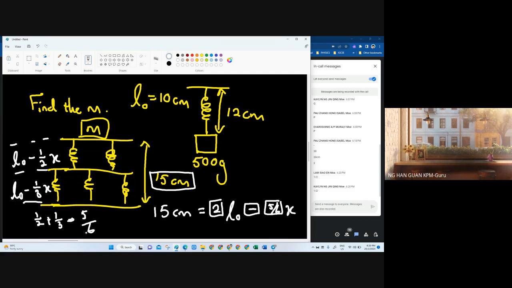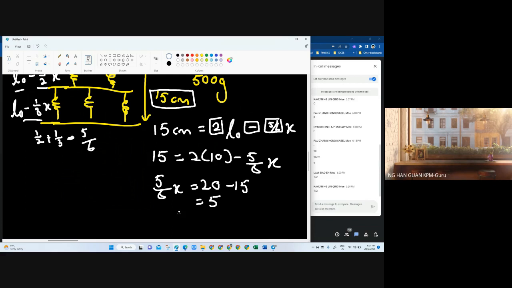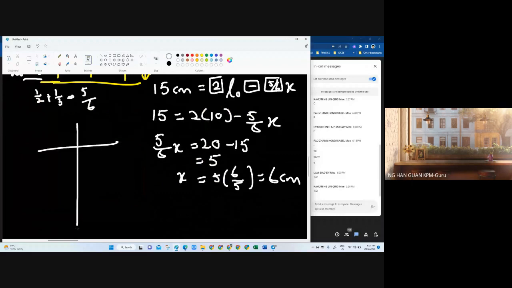Right? So this 15 centimeter is equal to 2 multiplied by 10 minus 5 over 6 x. All right? So it means that our 5 over 6 x is equal to 20 minus 15, that's equal to 5. So x will equal 5 multiplied by 6 over 5. So x is equal to 6 centimeter. So this x is equal to 6 centimeter because of this mass m. So now we can solve the problem already.